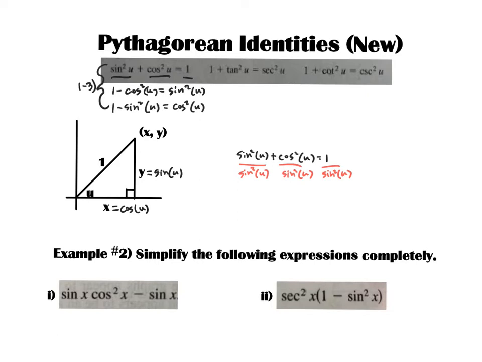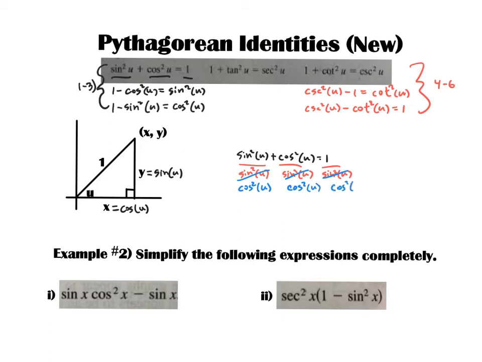I'm going to rearrange such that the other 2 forms of it come up as well. So you could get cosecant squared u minus 1 equals cotangent squared u, or cosecant squared u minus cotangent squared u is equal to 1. Those are identities 4 through 6. Okay, and you might have already guessed it, but if I divide everything by cosine squared instead of sine squared, I'm going to get this set of identities here.